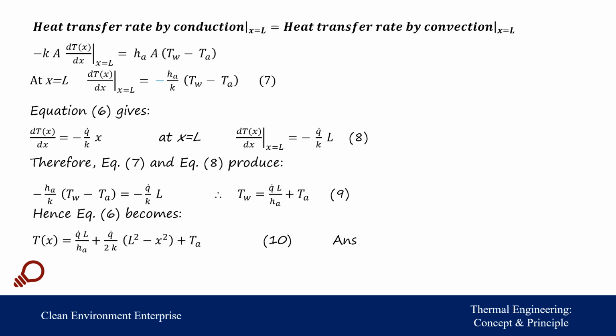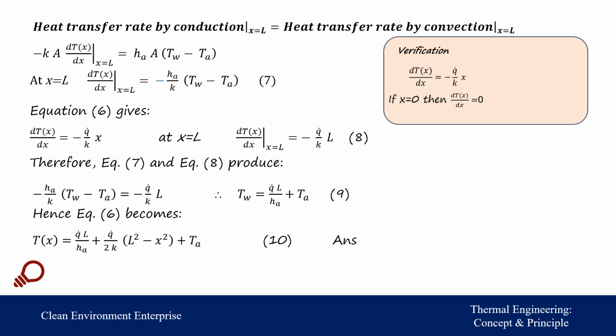And this will produce, when we substitute the value in equation number 6 for T sub W, T of X equal to Q dot L divided by HA plus Q dot divided by 2K times (L square minus X square) plus TA, which represents the final solution for the temperature distribution for the wall, which is exposed to convection and one side is insulated.